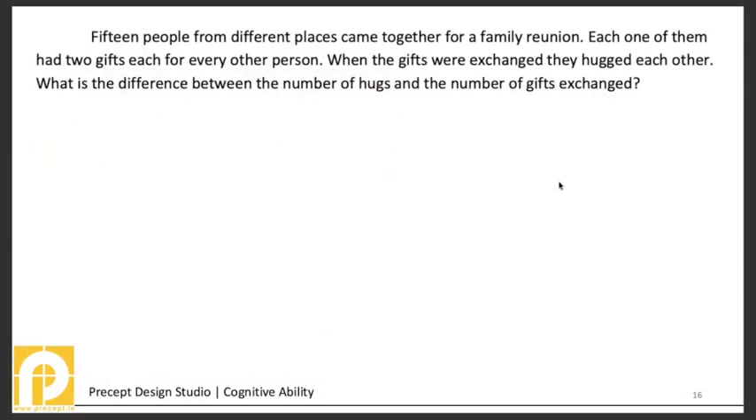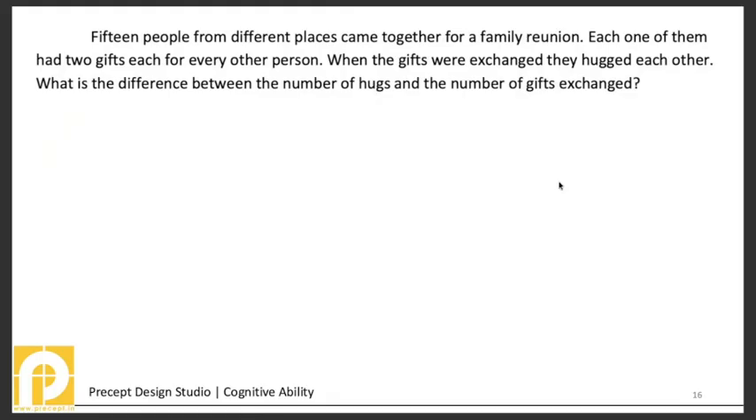15 people from different places come together for a family reunion. Each one of them has 2 gifts, one for every other person. When the gifts were exchanged, they hugged each other. What is the difference between the number of hugs and the number of gifts that were exchanged?